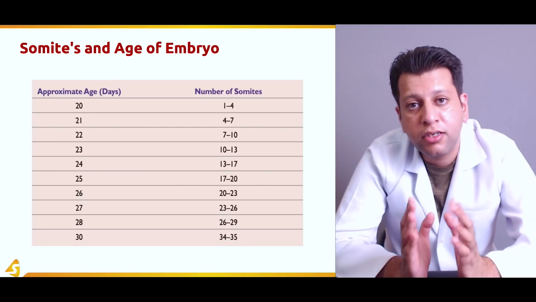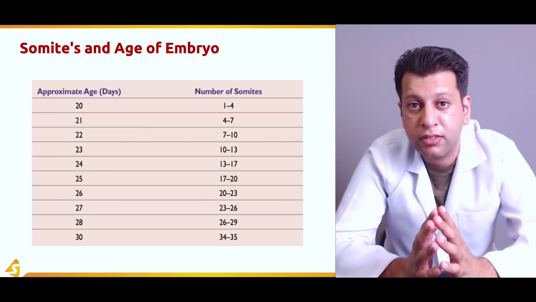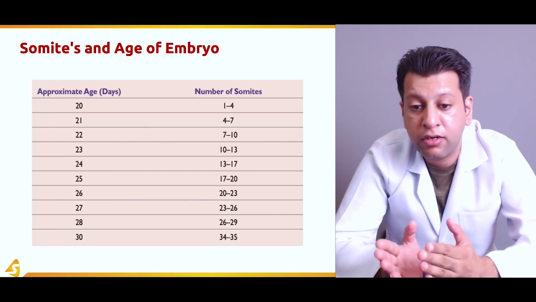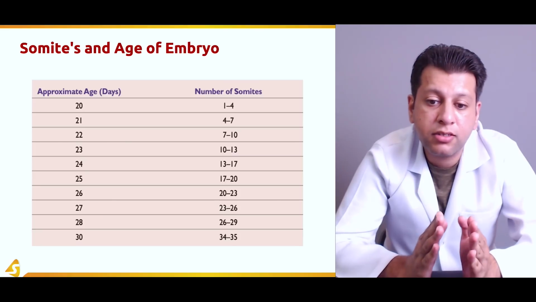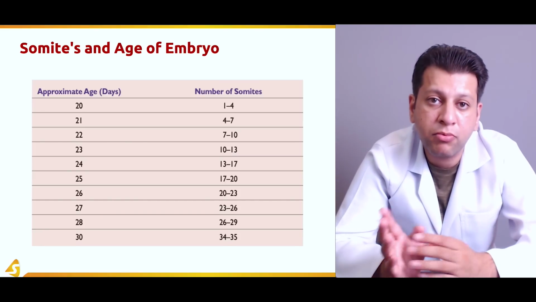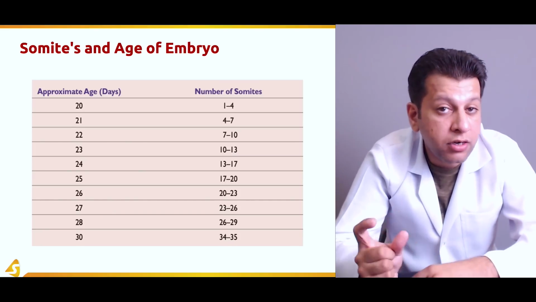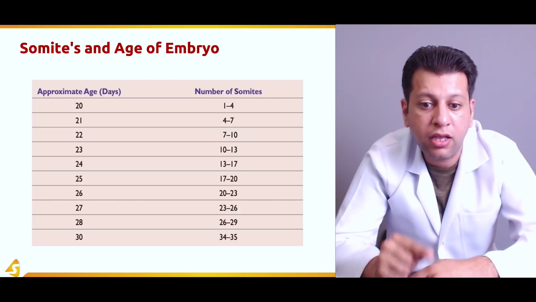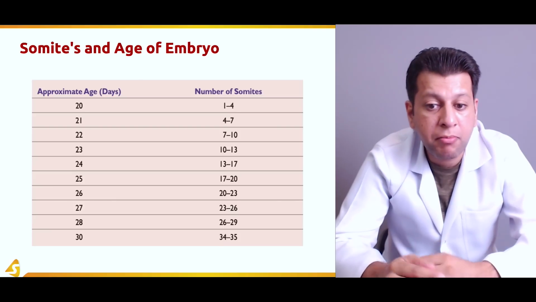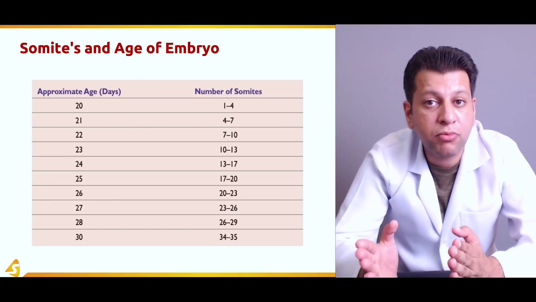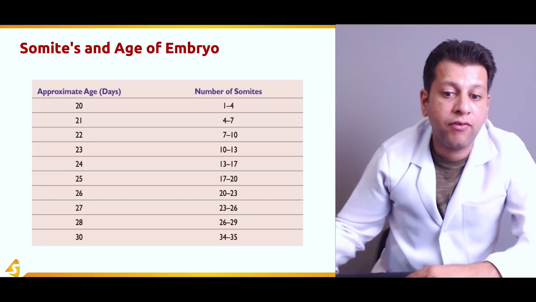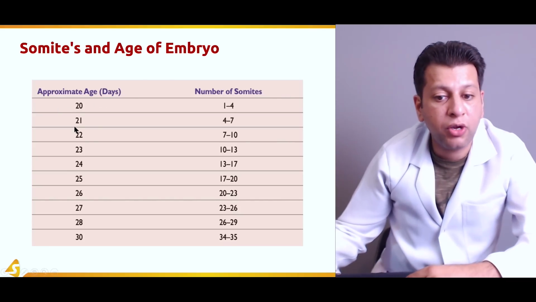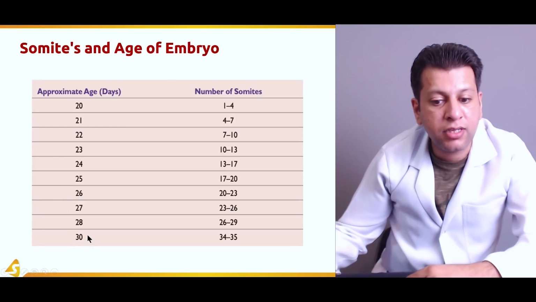At this stage we can count the number of somites present, and there is a clinically important correlation here: with a certain age in days, a different number of somites is present. If these somites can be counted on ultrasound, this signifies the exact age of the embryo. This table shows the number of somites present at different ages. At day 20 there are almost 1 to 4, at 21 they become 4 to 7, at 22 they become 7 to 10, and by day 30 they become 34 to 35.